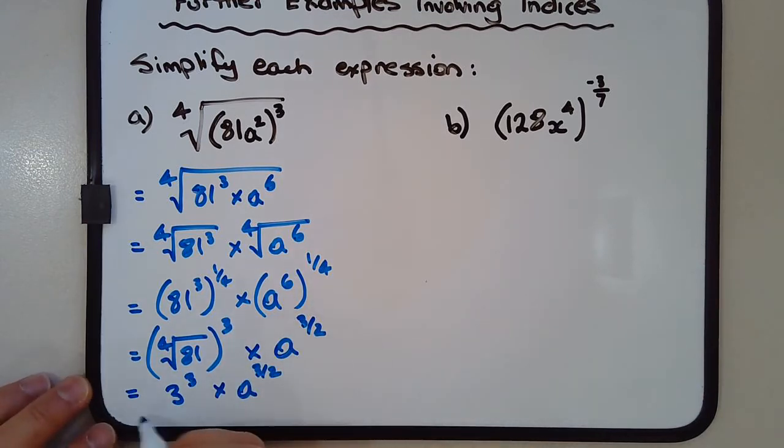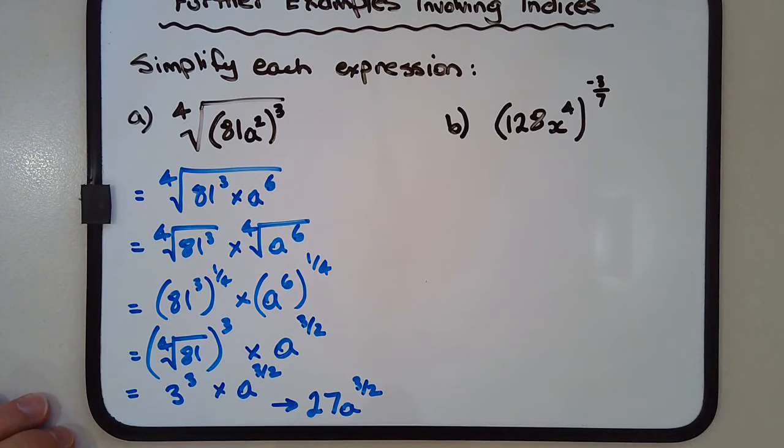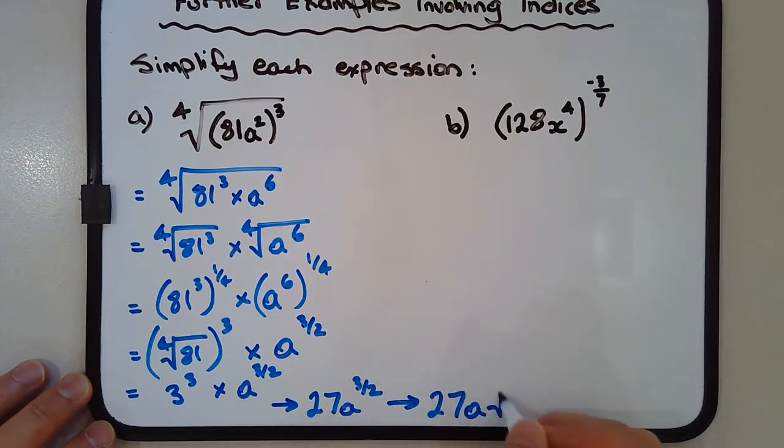And that's equal to, I've just run out of space there, so that's equal to 27 a to the 3 over 2. If you want to go one step further and express it in surd form, that's really just 27 a root a.